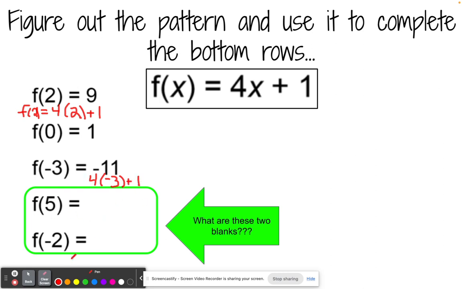So what would these two be? f of 5 and f of negative 2. Well, f of 5 would just be 4 times 5, which is 20, plus 1, which would give me f of 5 is 21. f of negative 2 would be 4 times negative 2, which is negative 8, plus 1. So my f of negative 2 would be negative 7.